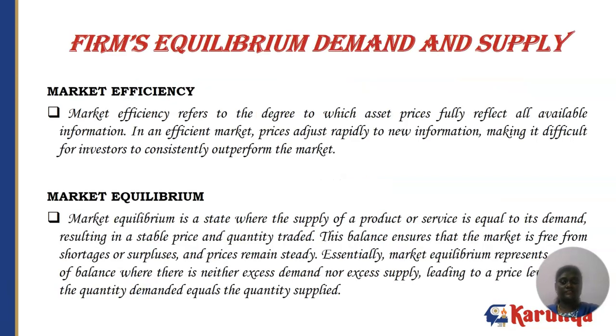So the first topic in this Session 3 is firms equilibrium demand and supply. First we are going to see what market efficiency is, then we'll be seeing about market equilibrium.